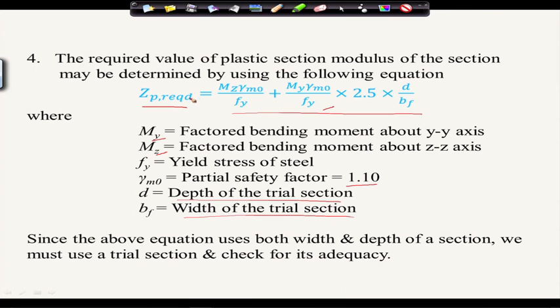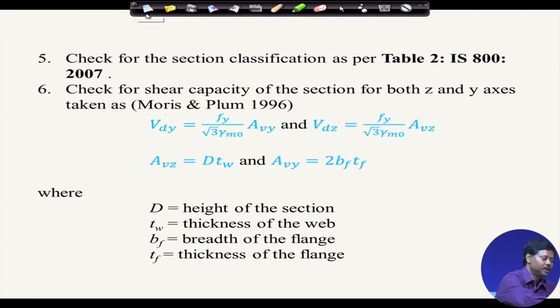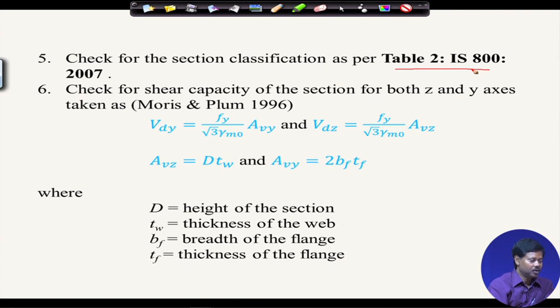And as I have told, to find out Zp required, we have to assume certain d and Bf, because here the unknowns are these. Unless we assume certain things, we cannot find out the Zp required. Therefore, we preliminarily assume certain d and Bf, and then find the approximate plastic section modulus required. Then the next step, we assume a certain section size based on the Zpz required, and classify the section as per Table 2, whether it is plastic, compact or semi compact. According to that, we then have to design.